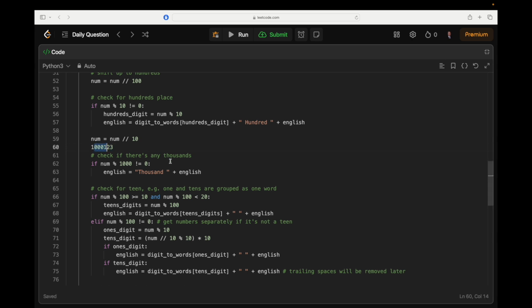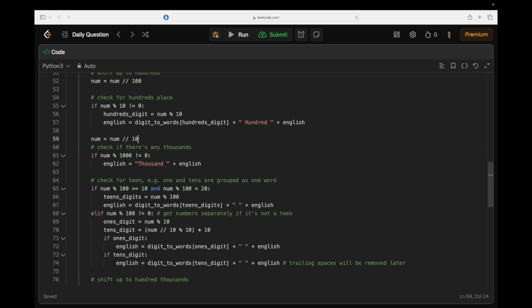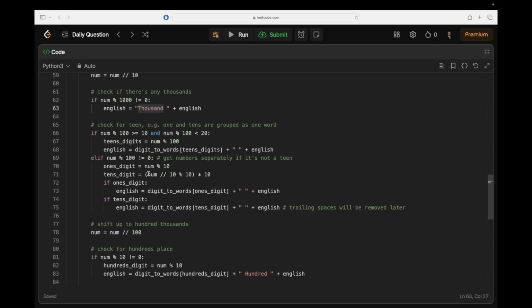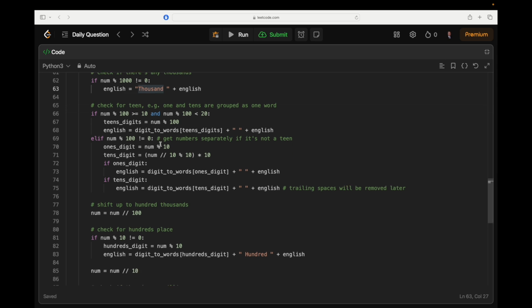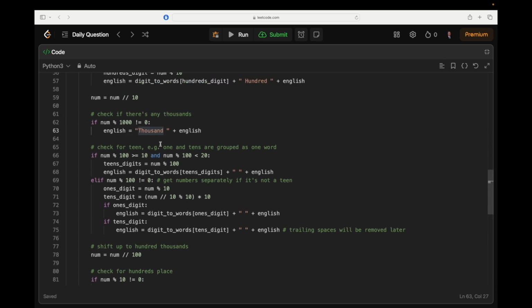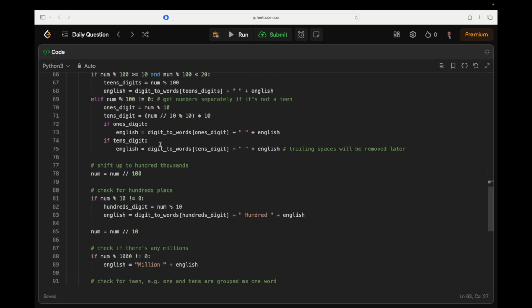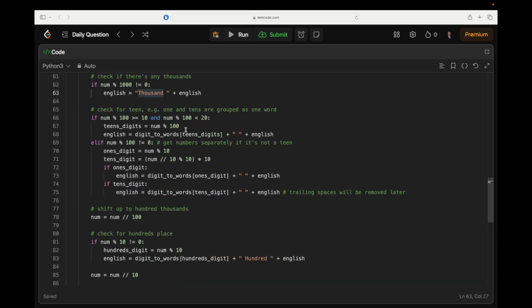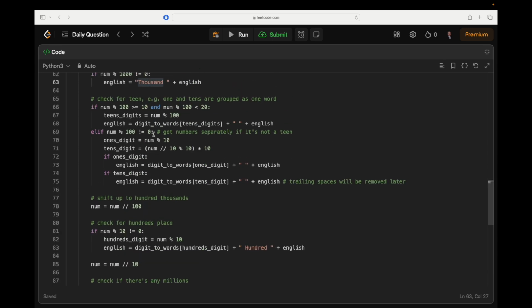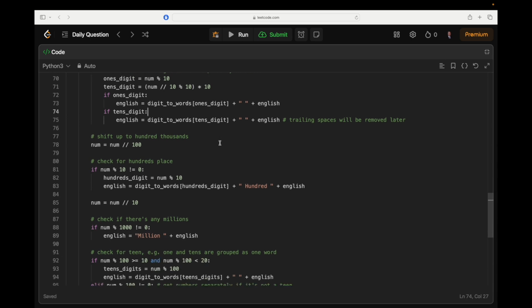So right now we're checking by doing modulo 1,000 does not equal 0. You're checking that there's at least one non-zero within these three digits. So then we stitch on the word thousand right there. Okay, and then basically we just do the exact same thing, because it repeats. So we check for a teen. So, you might have like 15,000. And if it's not a teen, then get them separately.